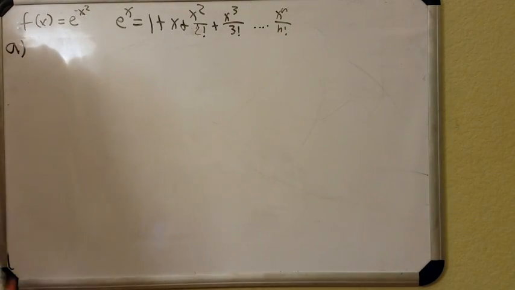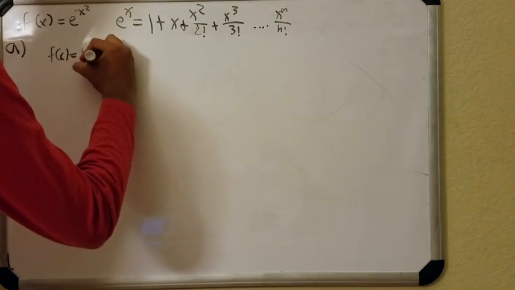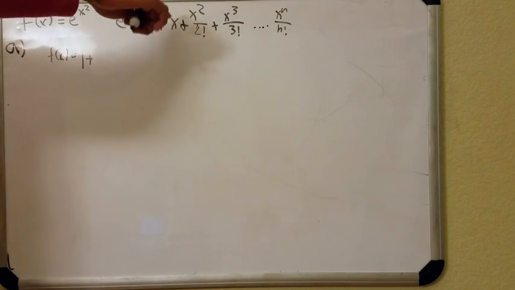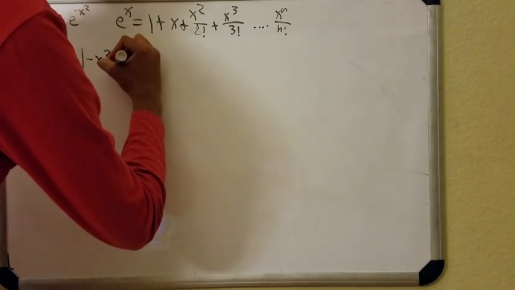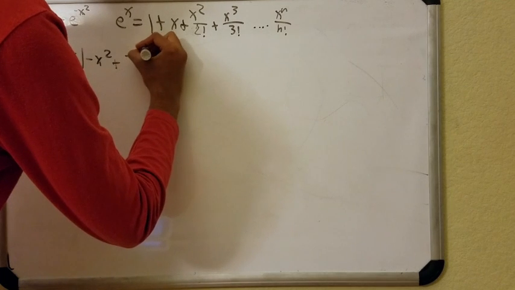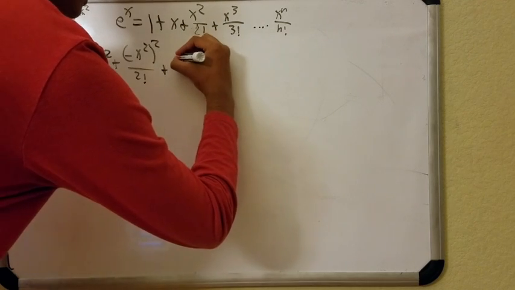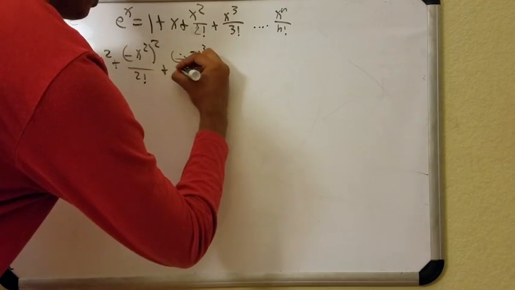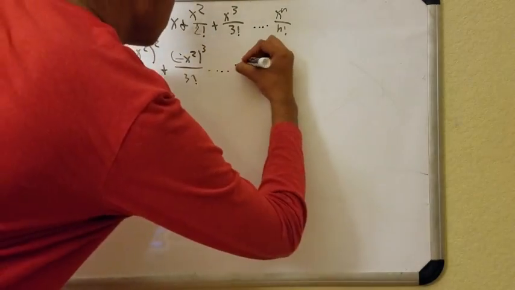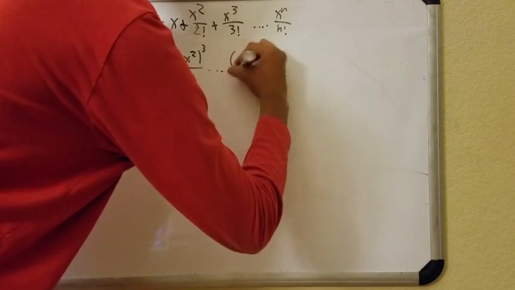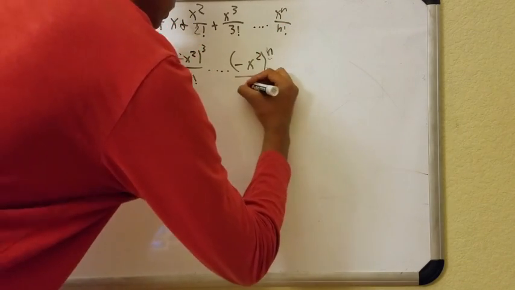Writing that out, f of x equals 1 plus, since we have an x, we put in a negative x squared, so it would be minus x squared, plus negative x squared, whole squared, divided by 2 factorial, plus negative x squared, whole cubed, over 3 factorial. And that goes on, and the general term will be negative x squared, all to the n, over n factorial.